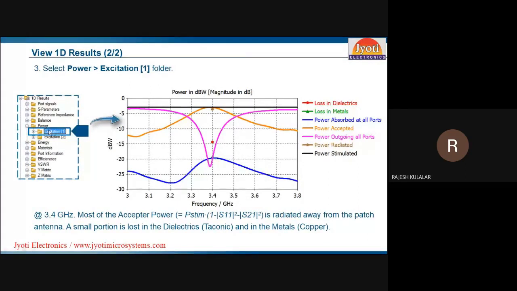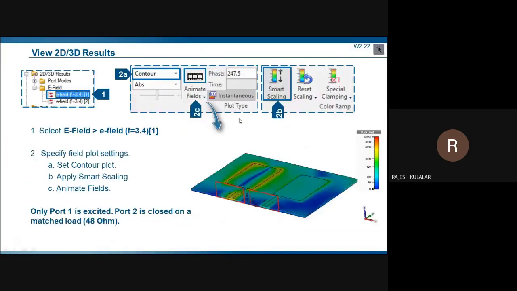Power in dBW you can check from this interface. Power is given in 1D result, excitation 2. So how your power is accepted and radiated, all of these parameters you can check here. After that you can perform some E field simulation at 3.4 gigahertz. From smart scaling you can improve your intensity.